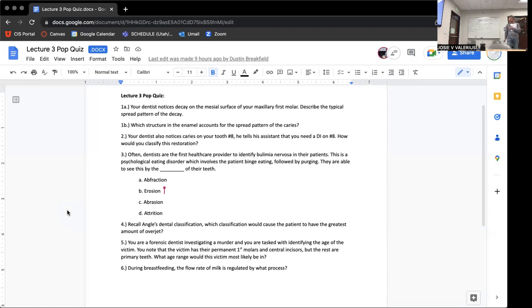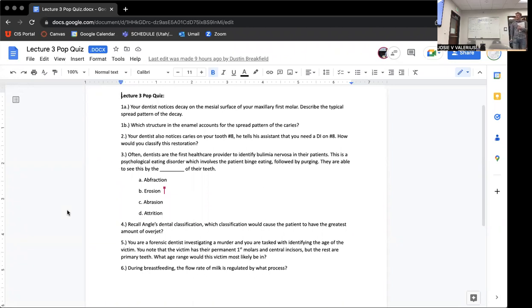All right, 1B says: which structure in the enamel accounts for the spread pattern of the cavities? The enamel rods. We haven't talked about enamel rods yet, have we? He just said that. Pretty much the exact same wording. So the enamel rods are the basic unit of the enamel. We'll learn more about it, but essentially there are these little key-shaped guys, in 3D, that make up the enamel. So when you get a cavity, it just shoots right through there.